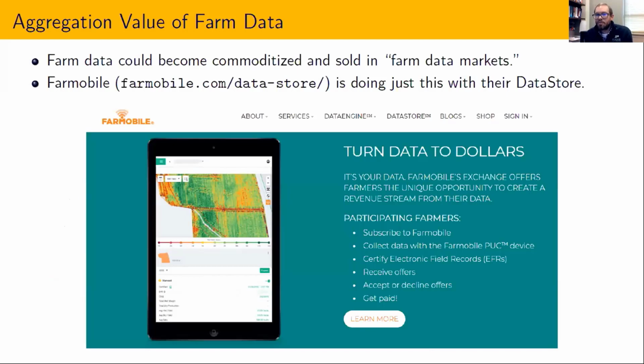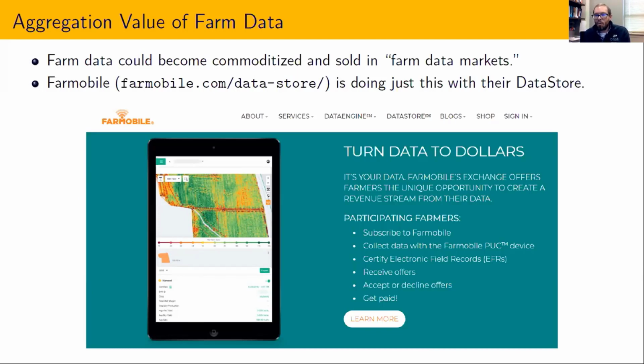This could really benefit farmers if the demand for farm data continues to rise. There's actually a company called Farm Mobile that's doing this. They're allowing farmers to upload whatever data they want to this network that they call the data store, and then buyers of farm data can peruse that and make cash offers for farm data. The farmer then can accept or reject that offer. They have complete control over what they actually end up transferring. But it really is becoming this farm data market.